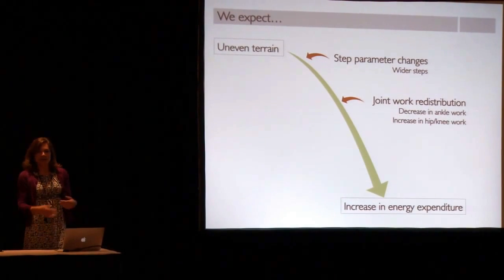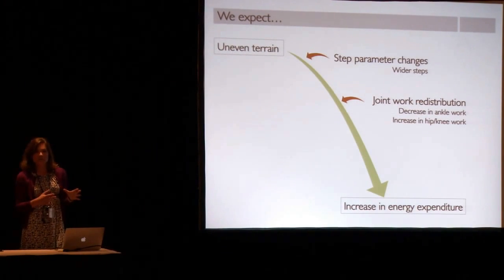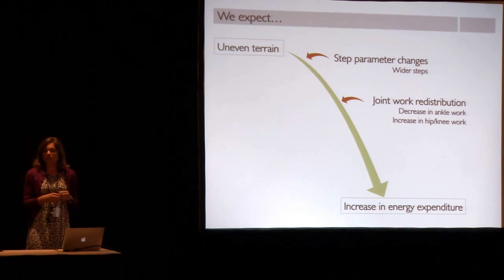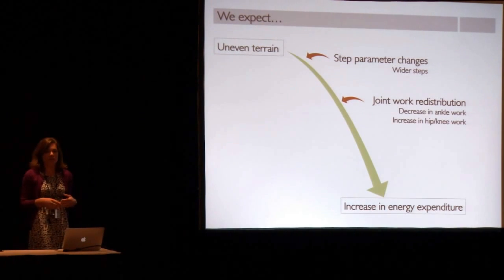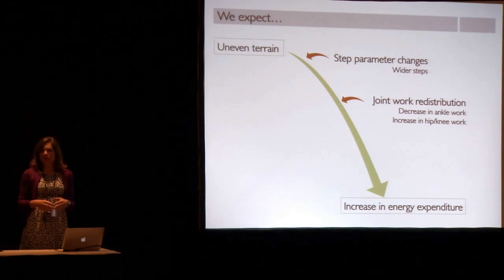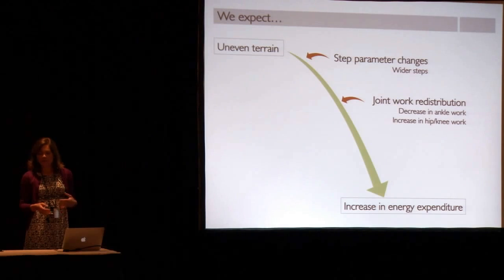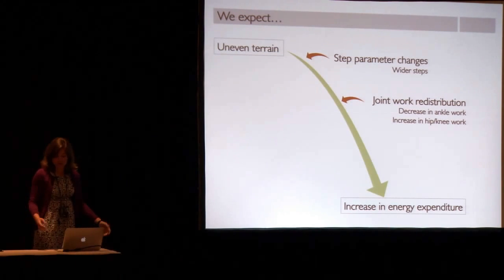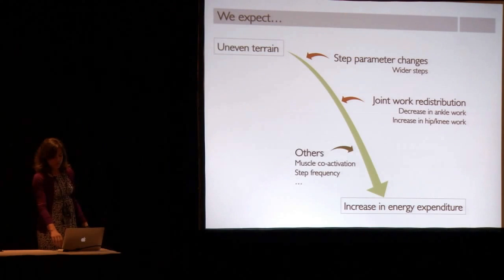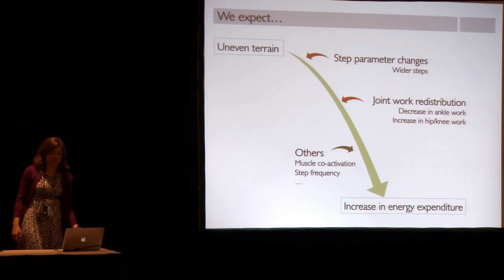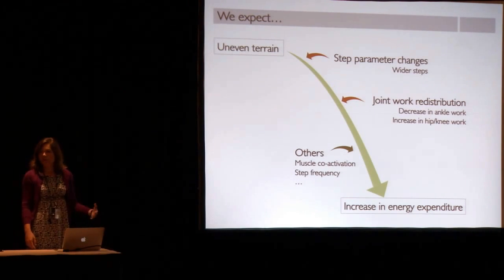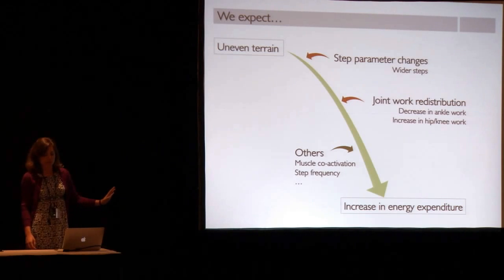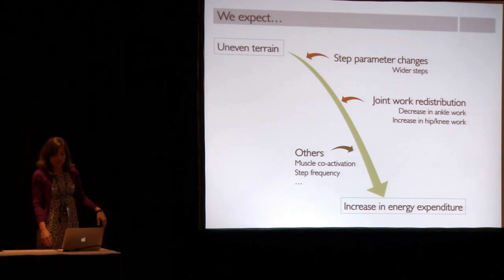Some people would say that you could expect a decrease in the positive work that the ankle does, and then the knee and the hip would compensate for that. And in previous studies, we've also talked about joint efficiency. The hip and the knee are not as efficient joints, so if they're overcompensating for the ankle, that probably causes an increase in energy expenditure. There are, of course, other factors, such as muscle coactivation, changes in step frequencies, and others. But I'm not going to talk about this today. I'm only going to talk about the first two that I mentioned.